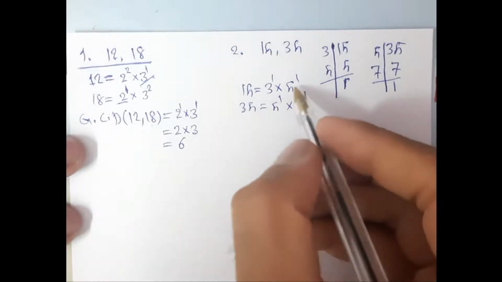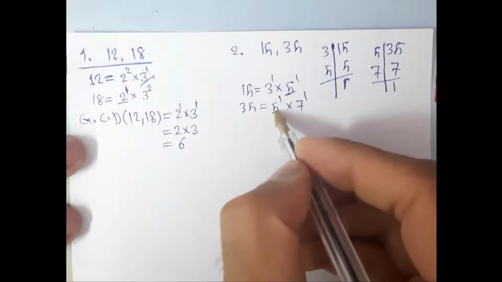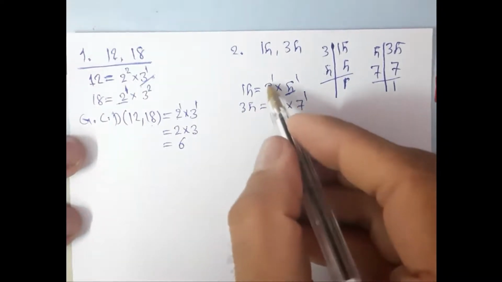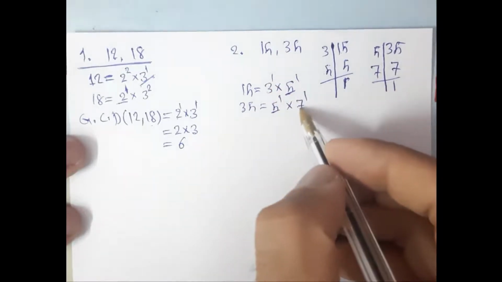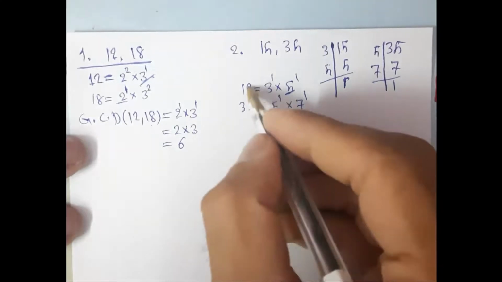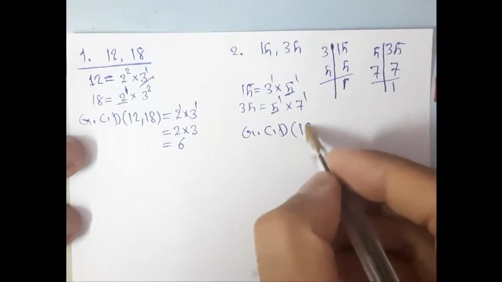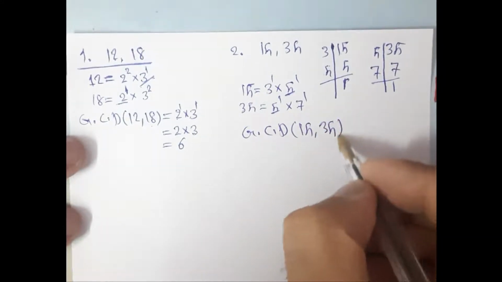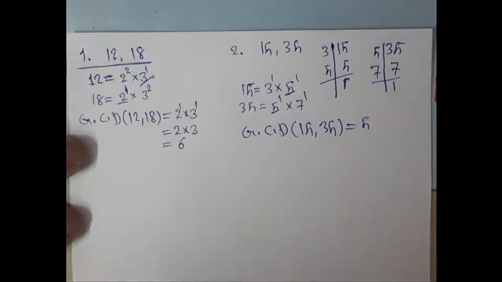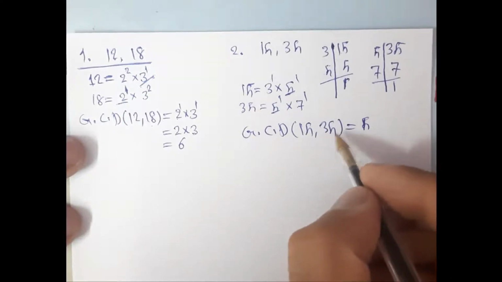Here we have 5 power 1 and 5 power 1. From these two, we take one of them. But here we have 3 power 1 and here we have 7 power 1. They are not joined, so we do not take them. So the GCD of 15 and 35 is equal to 5 power 1, which is 5.